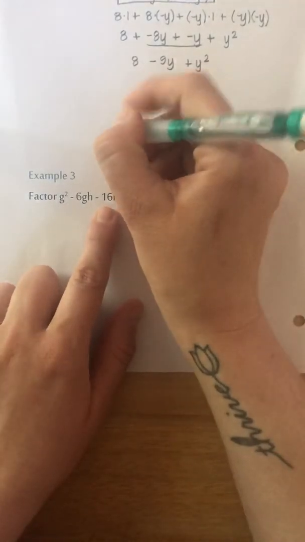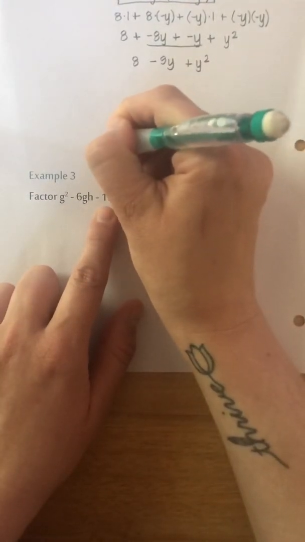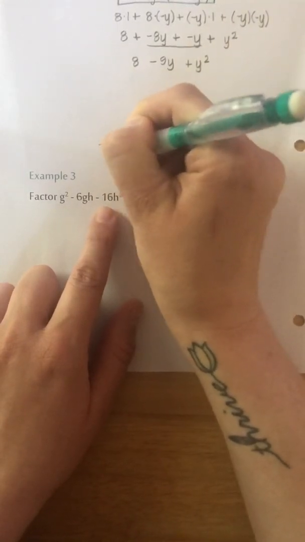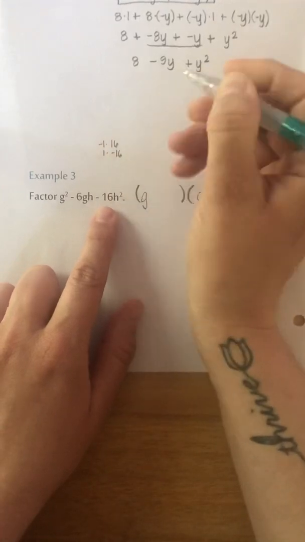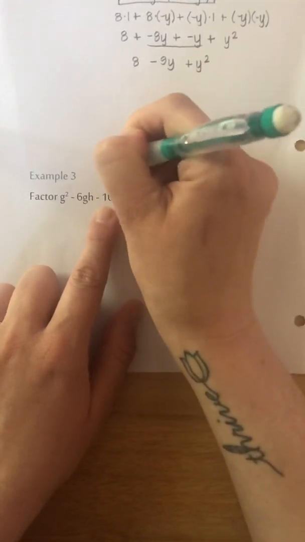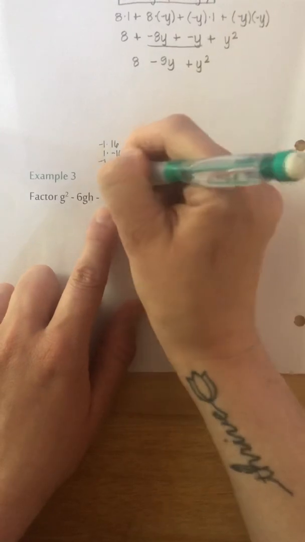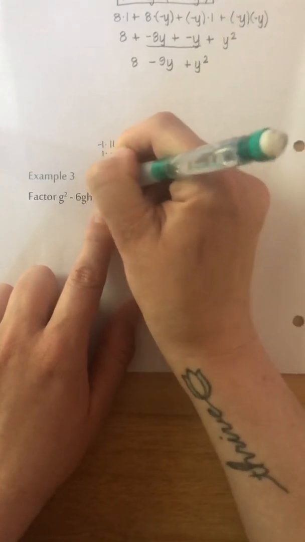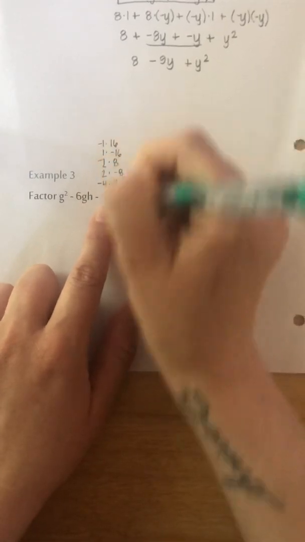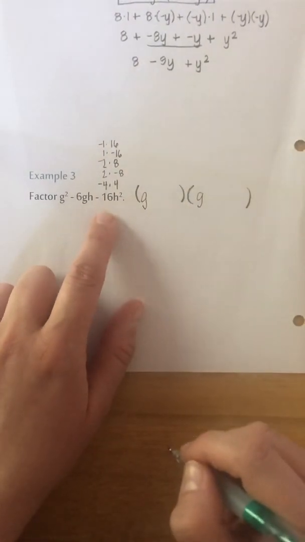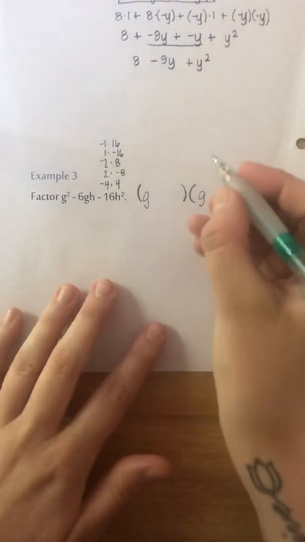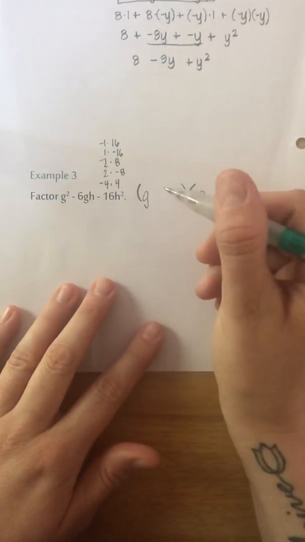So let's talk about how could you get a negative 16? Well, you could do negative 1 times 16, or you could do positive 1 times negative 16. You could do negative 2 times 8. You could do positive 2 times negative 8. You could do negative 4 times 4. We have a lot of options. Now, if we were in a class, I would ask you guys which one you want to choose. And I think I'm just going to go with the first one. So I'm going to choose the negative 1 and the 16.